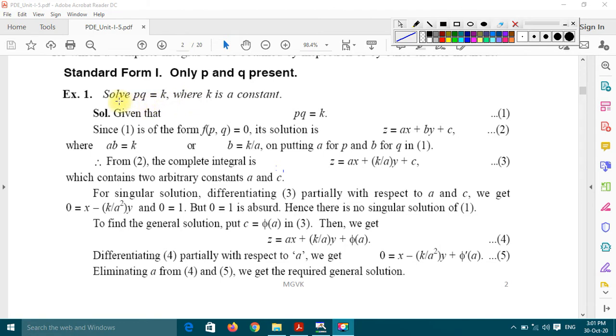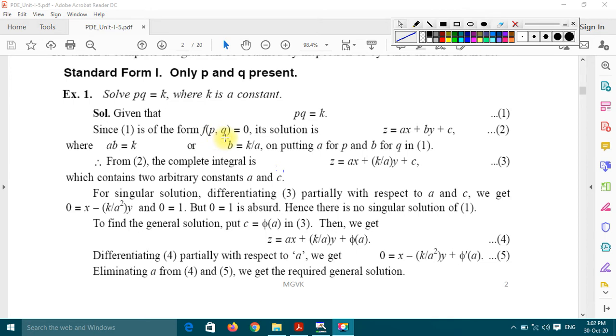Here we discuss the standard form method with the help of an example. Solve pq = k, where k is a constant. It is given that pq = k, so we assume this is our equation 1. We shift all the terms from the right hand side to the left hand side, and we get the function f. Our function f is a function of only p and q, so f(p,q) = 0, that means pq - k = 0. This is our small f, that means f(p,q) is pq - k.